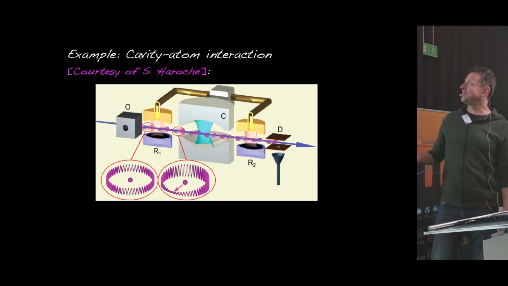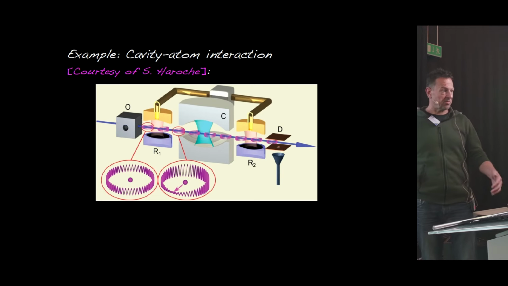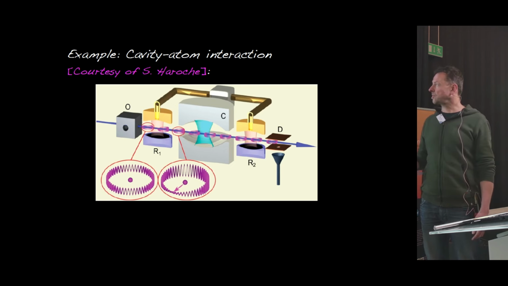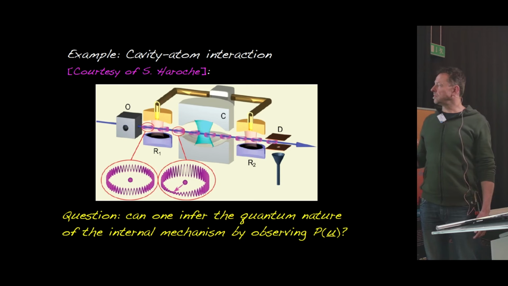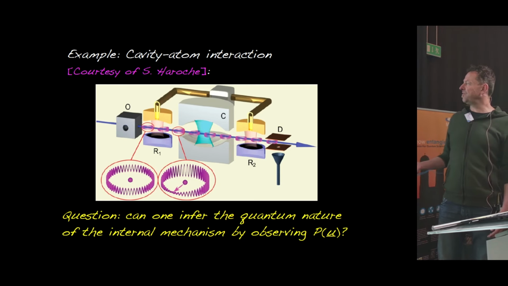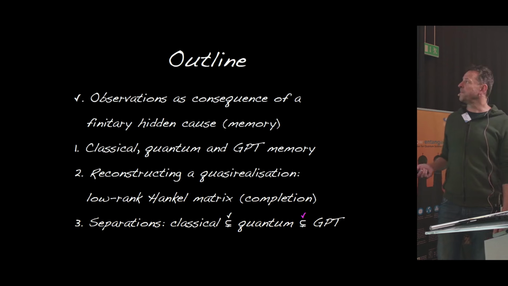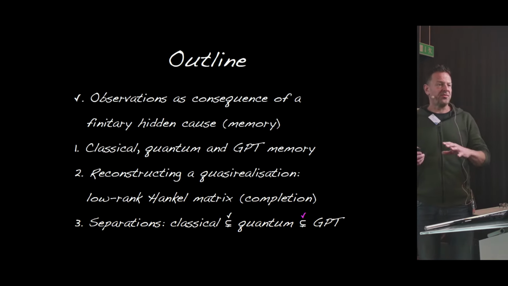A physical example of this: I stole this picture from a presentation of Serge Haroche, I think maybe from his Nobel Prize speech. The hidden causation, the memory, is this cavity, and a sequence of ideally identically prepared atoms passes through it. They interact with the cavity, which keeps a memory of the past interactions. When they come out, they can be observed, and those would be the u's, the observations. They would also contain the kind of measurement that was done here, maybe with different settings, and the outcome. One of the questions you might ask is, can you infer the quantum nature of this hidden mechanism just by observing the classical probability of the outcomes? How would you do that? Well, within this framework of hidden causation.